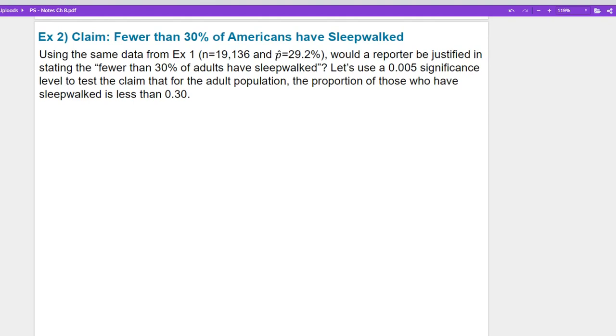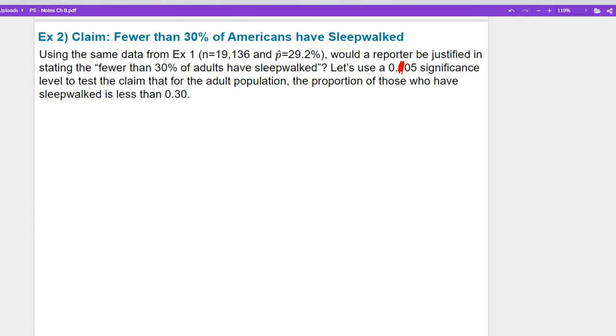Okay, we've got those same pieces of information. Would a reporter be justified in stating that fewer than 30% of adults have sleepwalked? Let's use it. Oh, here's a typo. I don't want to use 0.005. Get rid of one of those zeros. Let's just use a 0.05 significance level to test the claim that for the adult population, the proportion of those who have sleepwalked is less than 0.3.